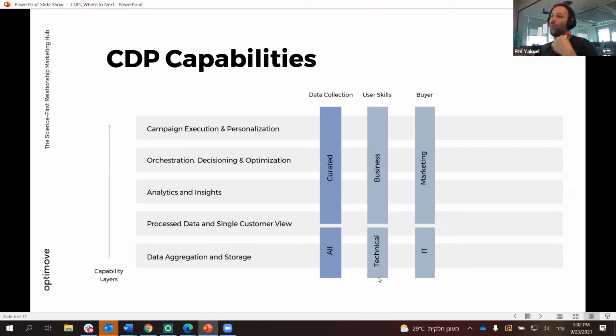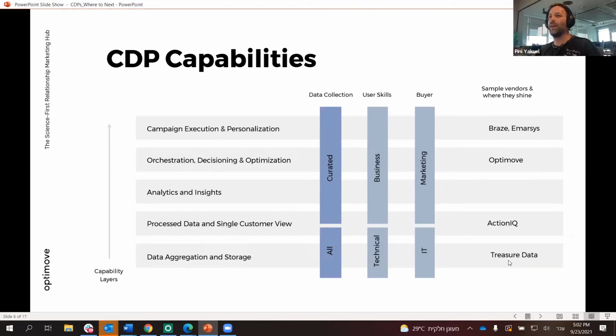At the bottom, you have to be more technical. At the top, you got to be like a business user. At the bottom, it's probably IT that is going to buy it, and at the top, it's going to be marketing that's going to buy it. And going deeper into this, you can see some example vendors and where they shine. So what is this one capability that they do best?